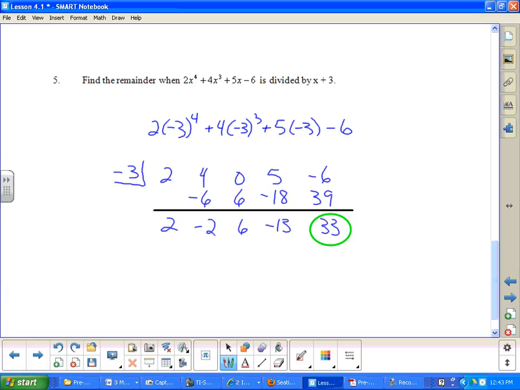I really like using the synthetic substitution just because those are usually numbers that I can work with in my head. Don't need my calculator to do it. That's the reason I like it. So if my batteries die, left my calculator at school, my mom took them to use, I haven't bought batteries for my calculator yet, much easier to do this.